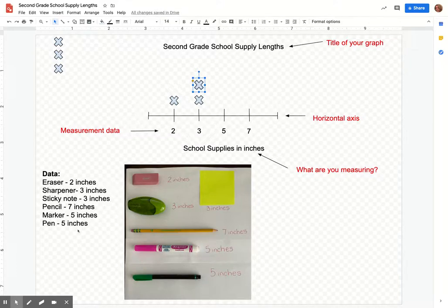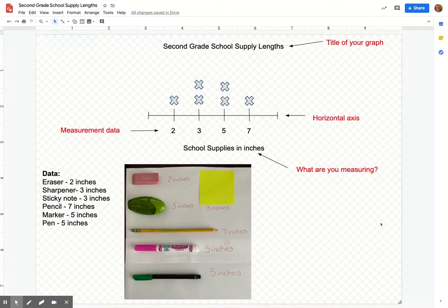Next, we have 5 inches. And again, I have 2 items that are 5 inches. So I'm going to put 1, 2. And then the last measurement we have is 7 inches, and we only have one item that's 7 inches. So I'm going to take this and put it above the 7. And there's our line plot.